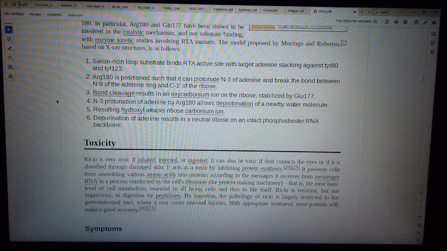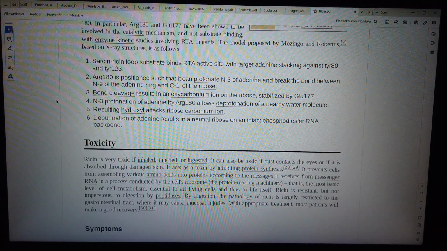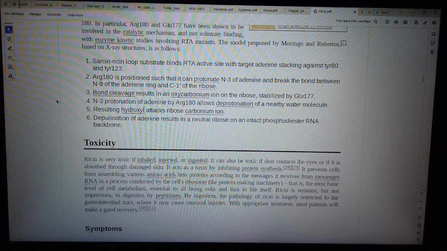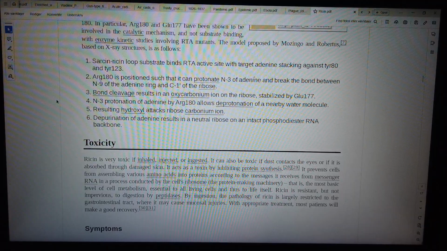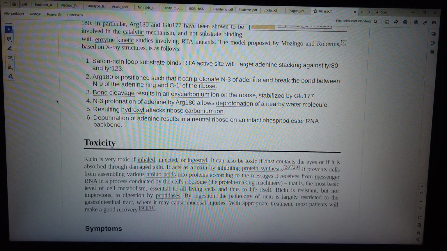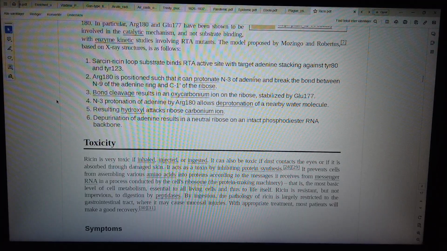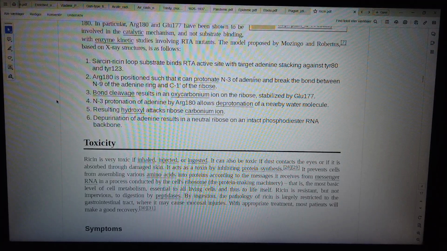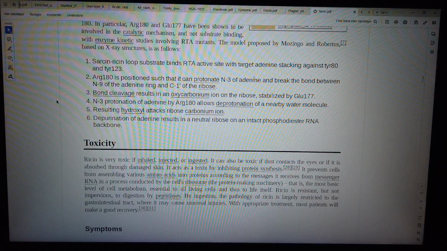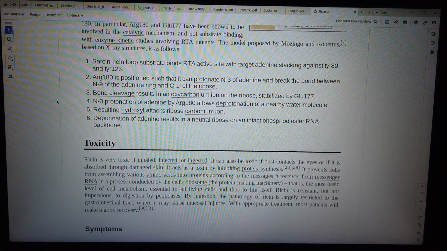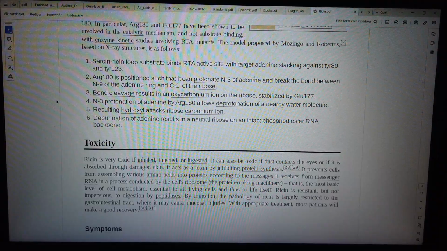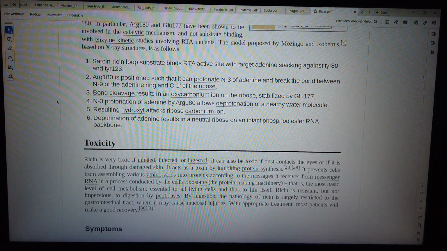It prevents cells from assembling various amino acids into proteins according to the messages it receives from messenger RNA in a process conducted by the cell's ribosome, the protein-making machinery, that is, the most basic level of cell metabolism, essential to all living cells and thus to life itself.